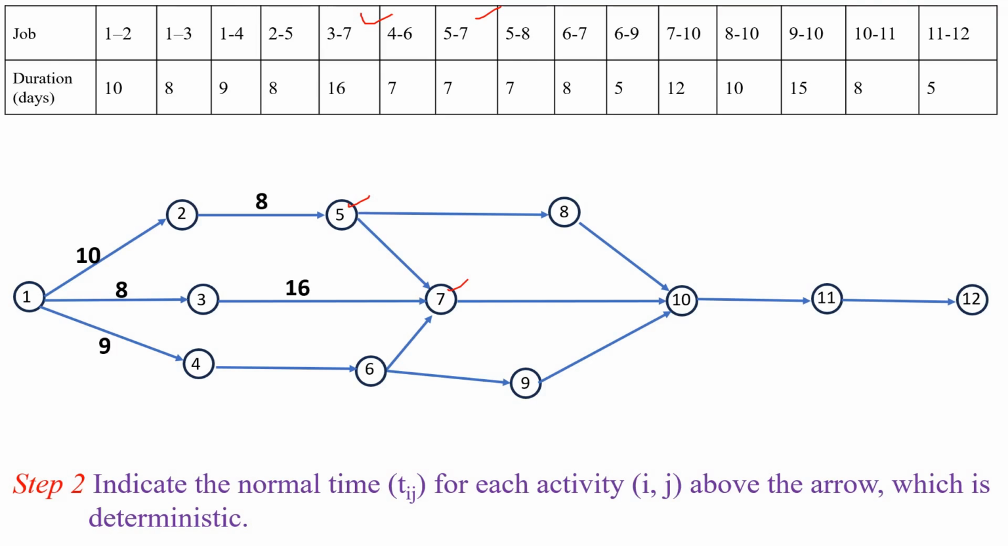2 to 5, 8 days. 3 to 7, 16 days. 4 to 6, 7 days. And 5 to 7 is 7 days. 5 to 8 also 7 days. Next one is 6 to 7, 8 days. 6 to 9, 5. 7 to 10, it is 12. And 8 to 10, 10 days. 9 to 10, 15 days. 10 to 11, 8. And the last activity's time duration is 5 days.